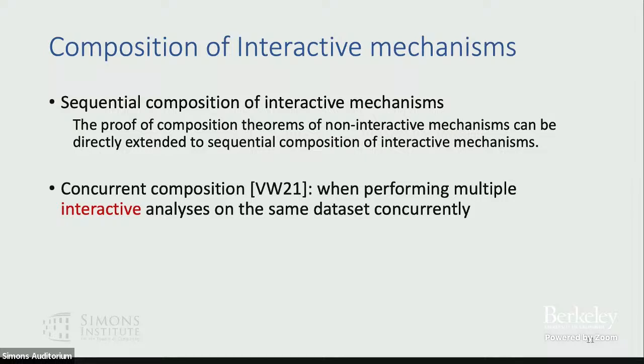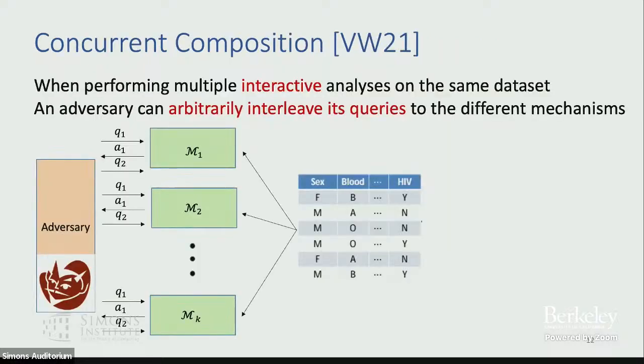The interesting case is concurrent composition, where we want to perform multiple interactive analyses on the same data concurrently. Concurrent composition was first studied in Zhang 2021 for differential privacy. Before that, it was studied extensively in the crypto literature, and it's often more subtle compared to sequential composition. For example, the standard zero knowledge protocol is no longer zero knowledge under the concurrent composition setting. So our goal is to see if concurrent composition will make things worse for differential privacy.